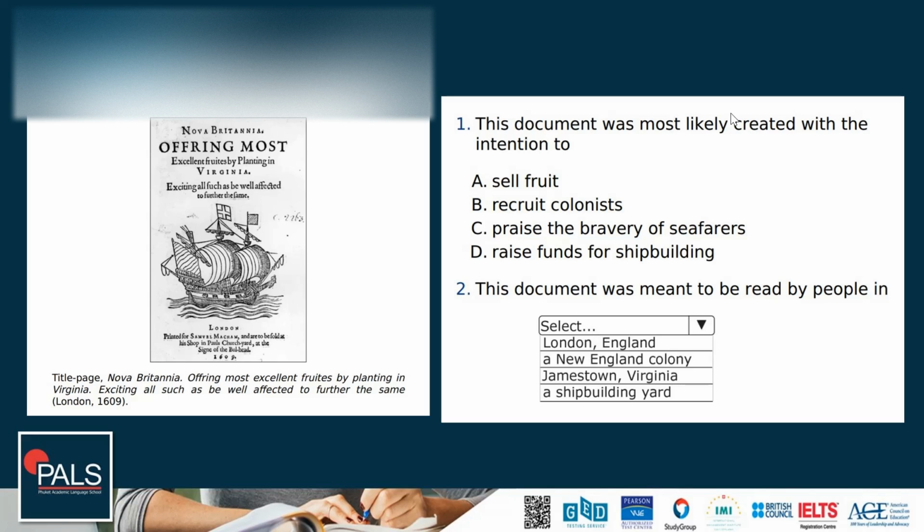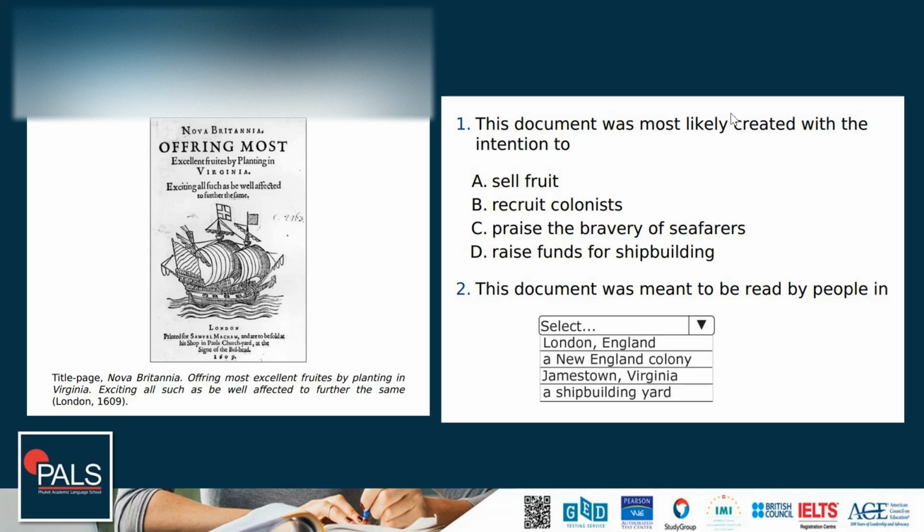So, starting with A, this seems quite likely because we've used positive adjectives like excellent, and we have the word fruit right there. We have a picture of a ship, so we can assume that trade could be a likely topic for this advertisement or poster. B says recruit colonists. Well, though this could make some sense because we could use a ship to bring colonists across the Atlantic and we could entice them with the offer of excellent fruit, it doesn't mention the word colonists or recruitment in any way.